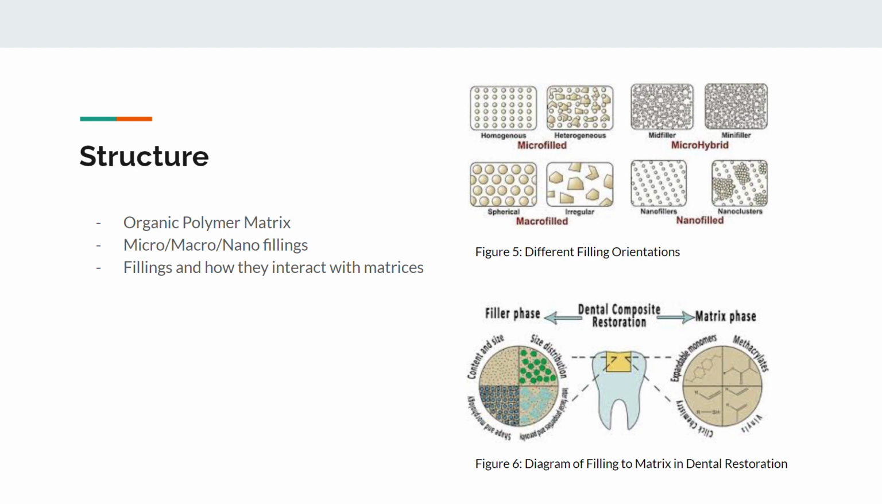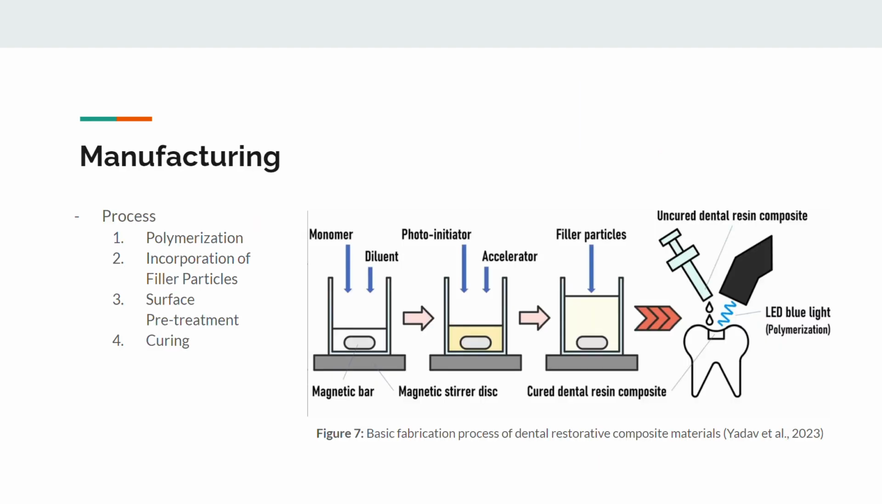The optimal criteria for an organic polymer matrix is one that has high polishability, good mechanical properties, translucency, and fluorescence. While the bulk of the composite structure is the organic polymer matrix, there are other components as mentioned in the prior slide. The organic matrix forms the base of the structure of the composite. To manufacture the composite, the following steps occur.